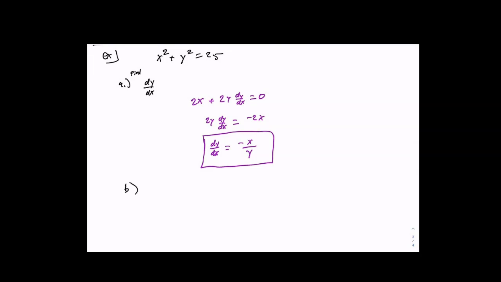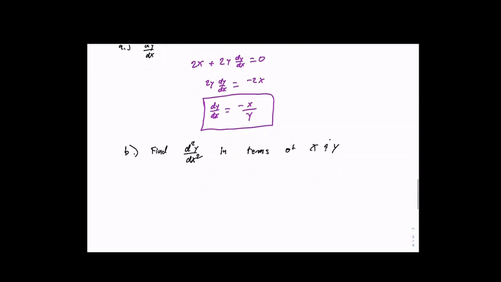But B, now let's get into something new. B says that we want to find the second derivative in terms of x and y. And this is a very common question where they don't just say to find a second derivative, they say to find the second derivative in terms of x and y. It's the most common one when they do something with the second derivative.